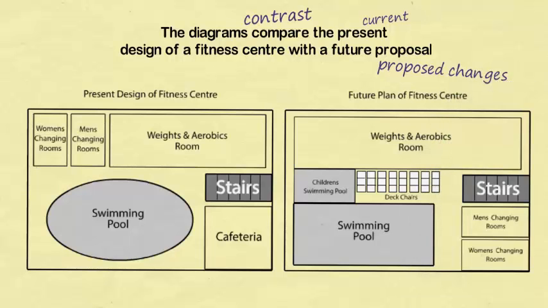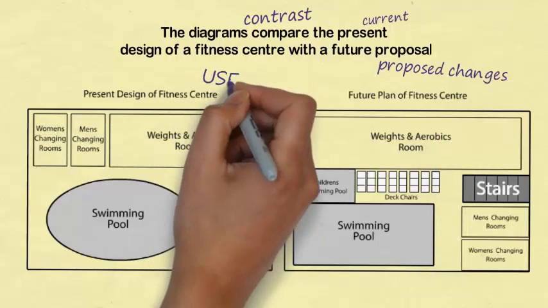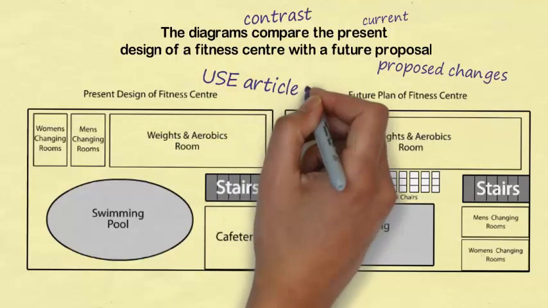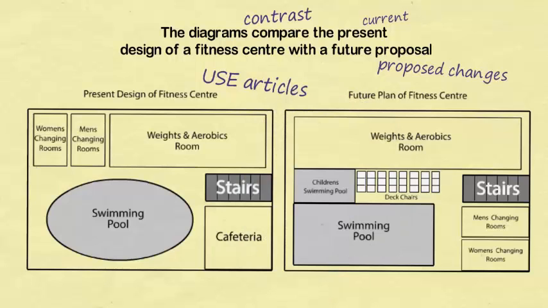Then of course we need to think about some specific things that are important in a diagram or a map, and one of those things will be articles. Note that everything in a diagram or a map will need an article. So it's either the stairs, the swimming pool in this picture, or a swimming pool. You need to use articles a lot, and it's an easy way to get your word count up. Just think about it that way.